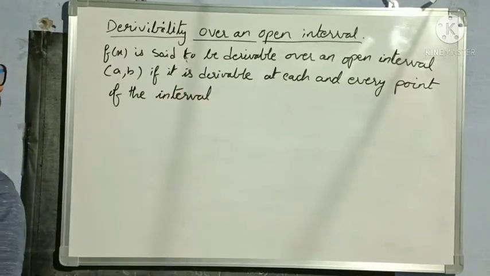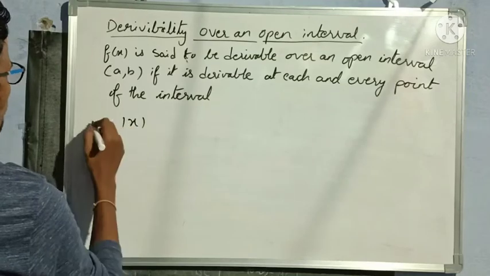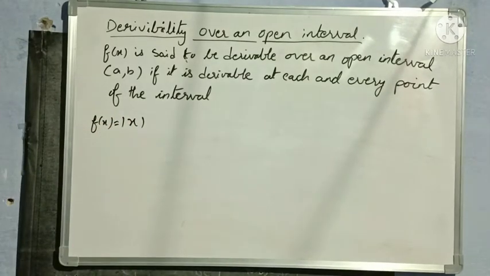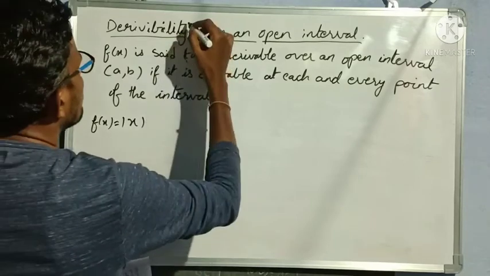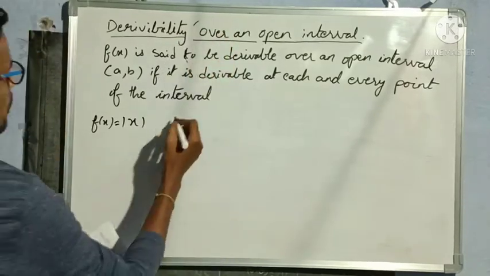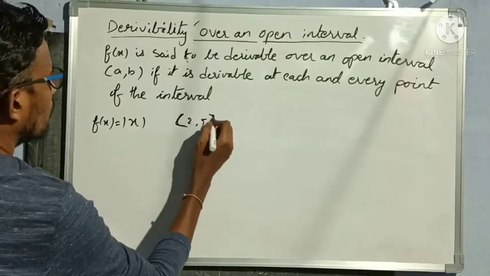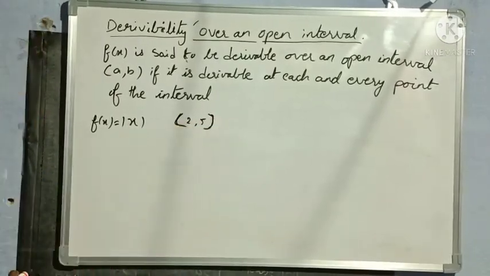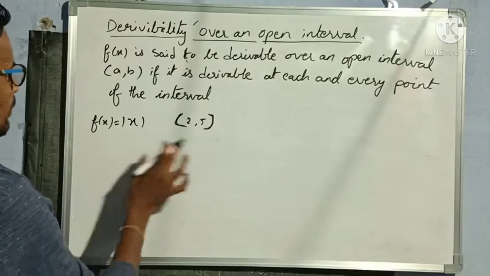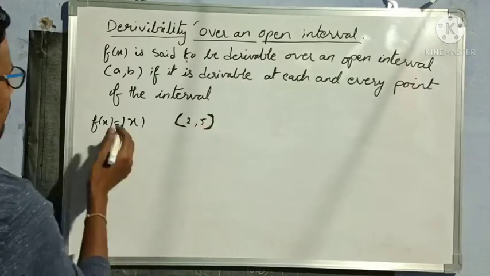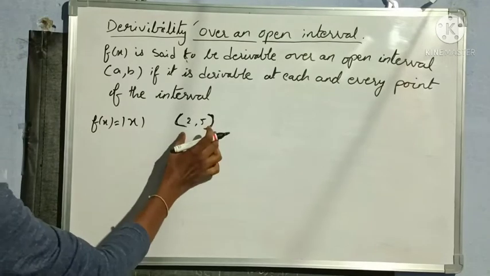Means, for suppose I am taking f of x is equal to mod x. I want to know whether it is derivable over an open interval. For suppose I want to know whether this is derivable in the open interval 2 comma 5 or not. Just I am checking the example. I am explaining this sentence. That's all. I am not solving this problem. I know that this function is not derivable at x is equal to 0. But let us see from 2 to 5.